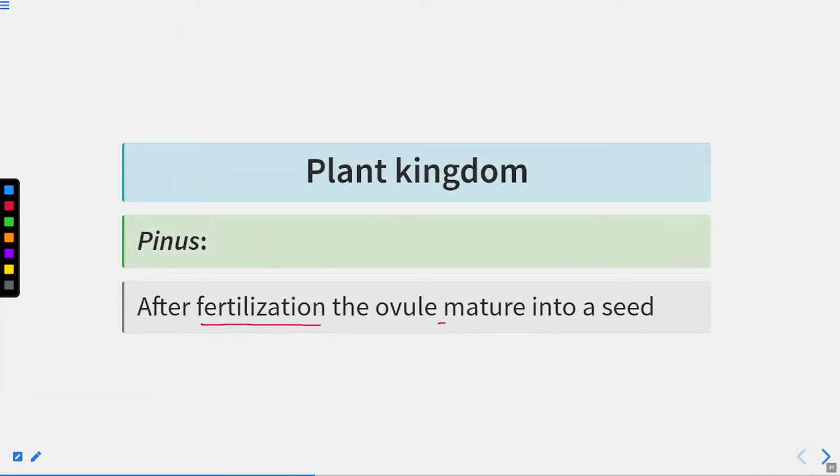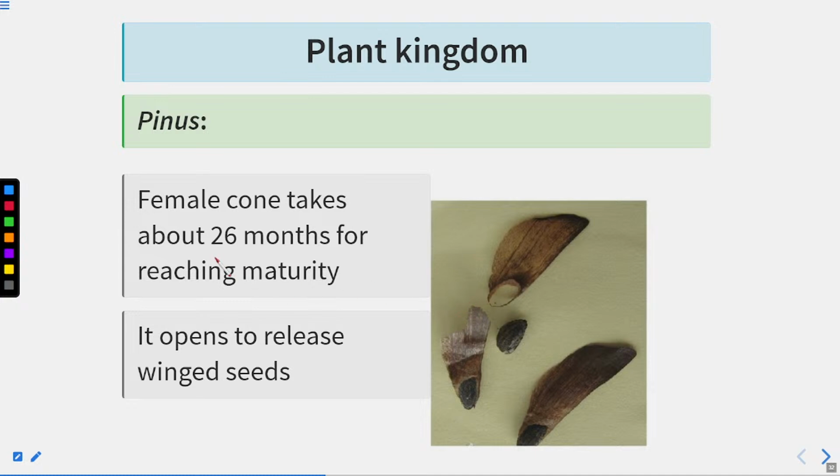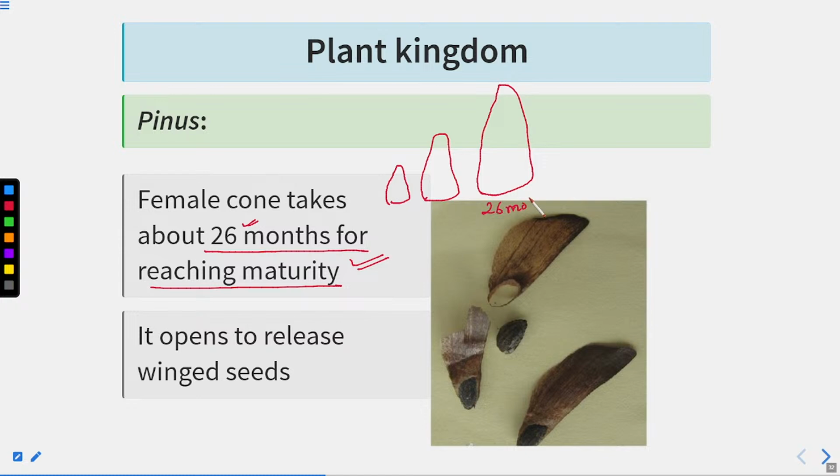After fertilization, the ovule matures into seeds, right? Always the ovule matures into seeds. So here in the case of Pinus also, ovule matures into seeds. Female cone takes about 26 months for reaching maturity, right? So it takes 26 months. The female cone is formed and it enlarges, and after 26 months, this female cone becomes mature, and it can take part in the process of fertilization.